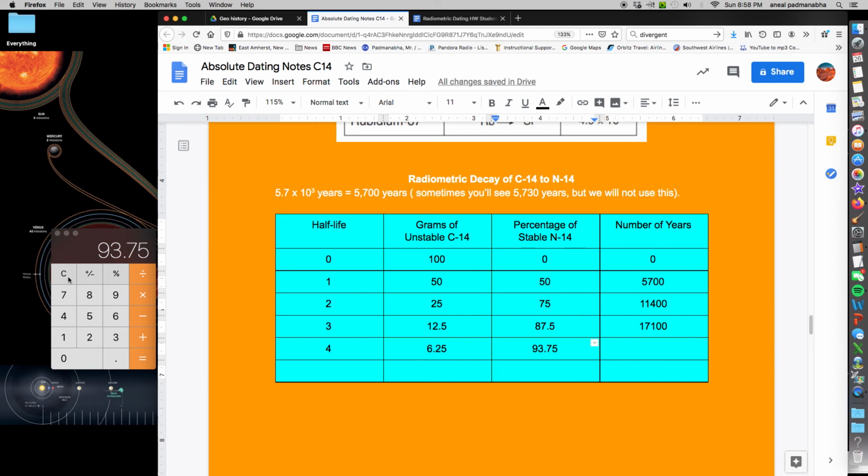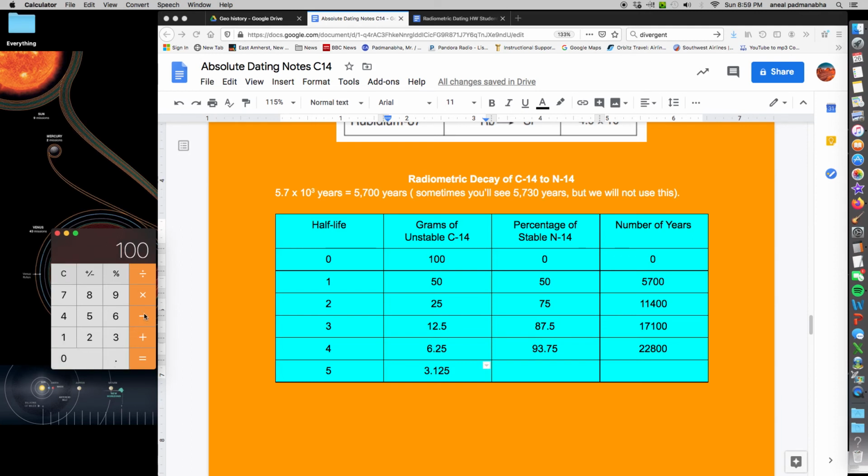That took 4 half-lives, so 5,700 plus 5,700 plus 5,700 plus 5,700. The sample is 22,800 years old. If it goes through another half-life, so now we take 6.25, so 6.25 divided by 2, and what you're going to put in this box right here is 3.125. Well, if we're at 3.125, the other stuff is transferred over and disintegrated into the more stable form, into nitrogen-14.